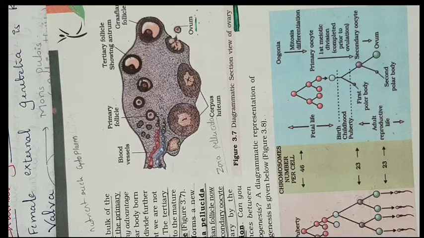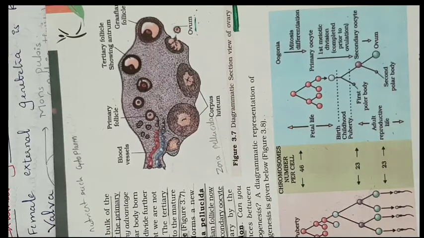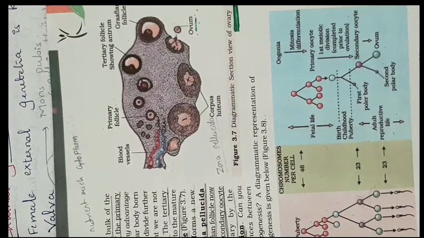In the last video class we discussed the structure of the ovary. In that we discussed the primary follicle, secondary follicle, tertiary follicle and the Graafian follicle, and the process of rupture of the Graafian follicle which releases the secondary oocyte, that is called ovulation.